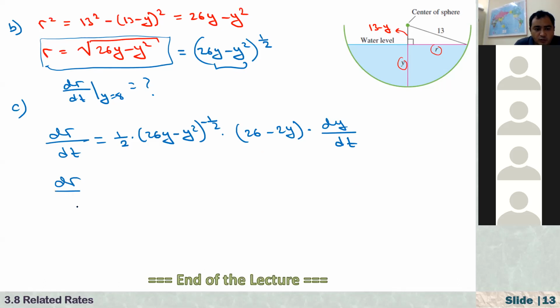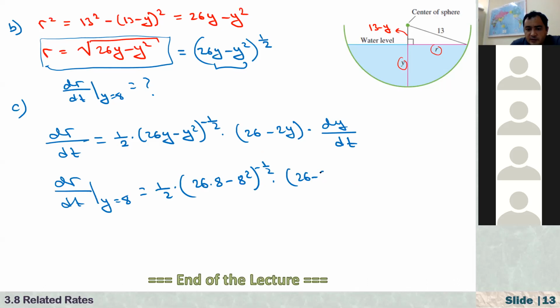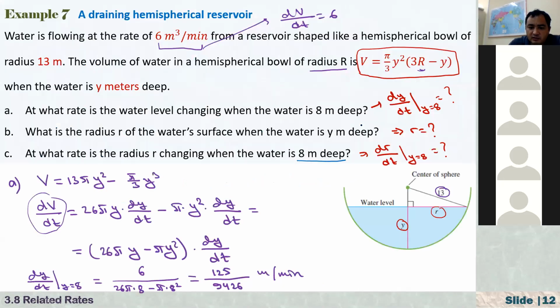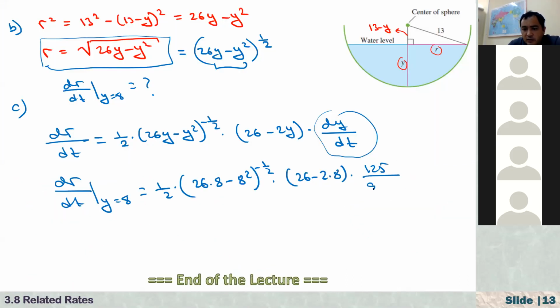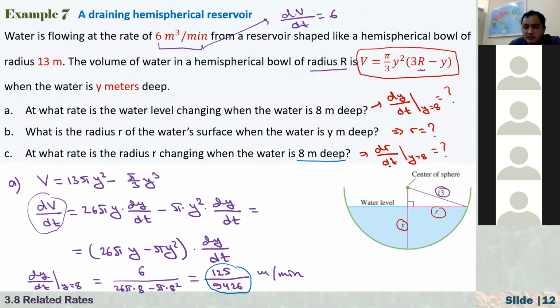So when y is equal to 8, we need to evaluate that. 1 over 2 times (26 times 8 minus 8 squared) to the power of minus 1 over 2 times (26 minus 2 times 8) times dy/dt. At that instant, we have already calculated dy/dt, which is 125 over 949,426. So now if you evaluate this, we will actually get the rate of change of the radius at that instant.